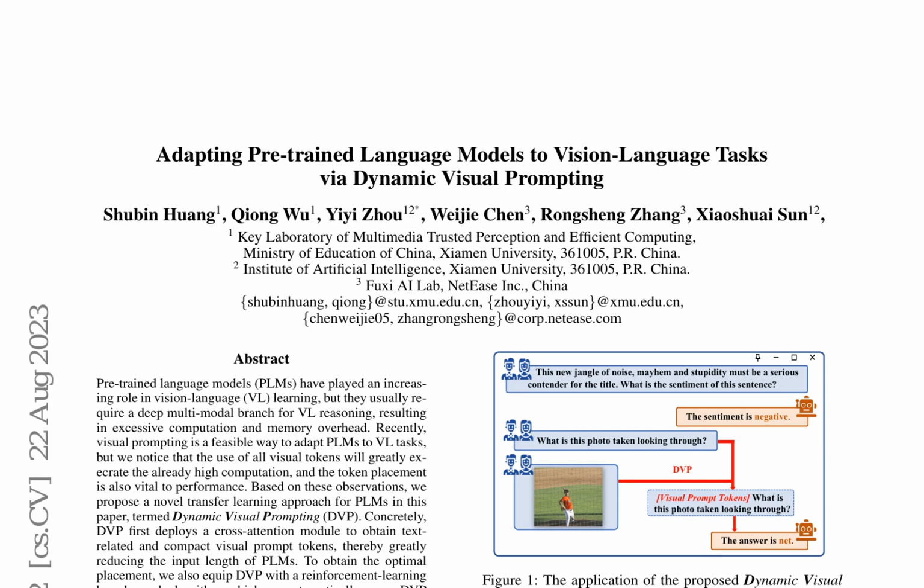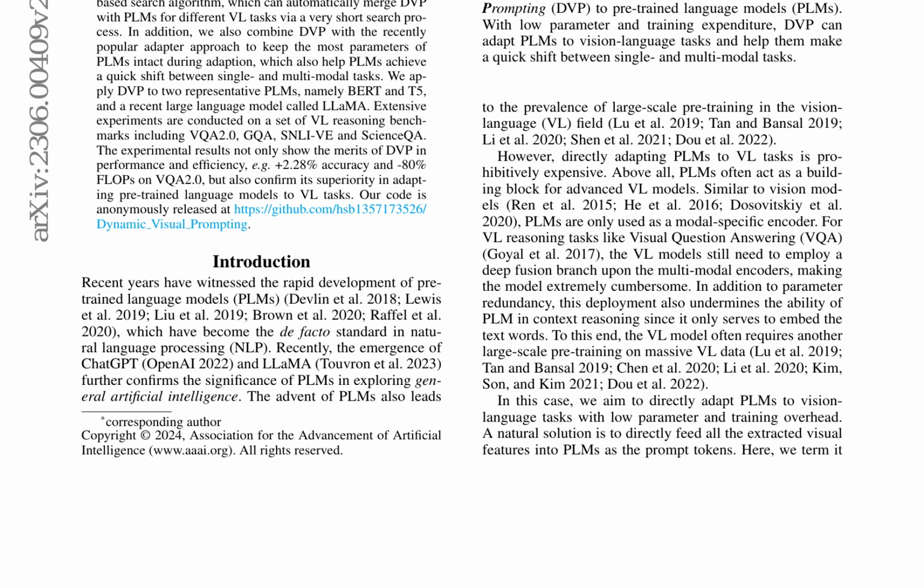Visual prompting is a feasible way to adapt PLMs to VL tasks, but it greatly increases computation complexity. DVP addresses these shortcomings by deploying a cross-attention module to obtain task-related and compact visual prompt tokens, reducing the input length of PLMs. A reinforcement learning-based search algorithm is used to automatically merge DVP with PLMs for different VL tasks.